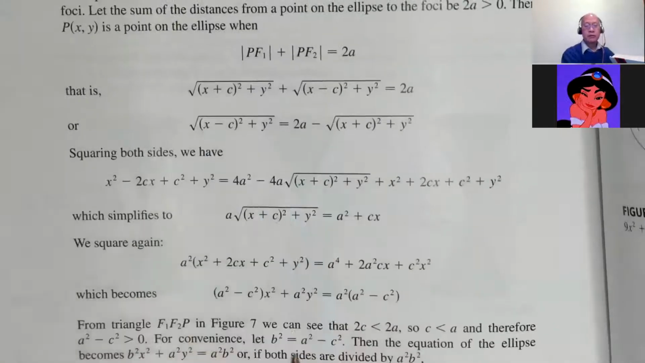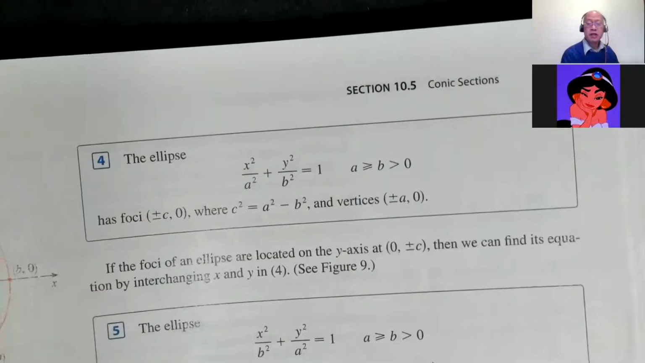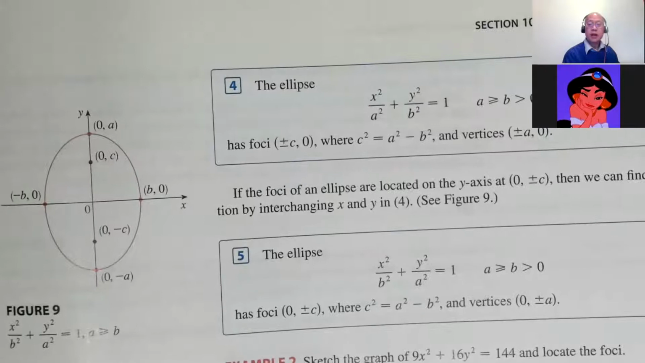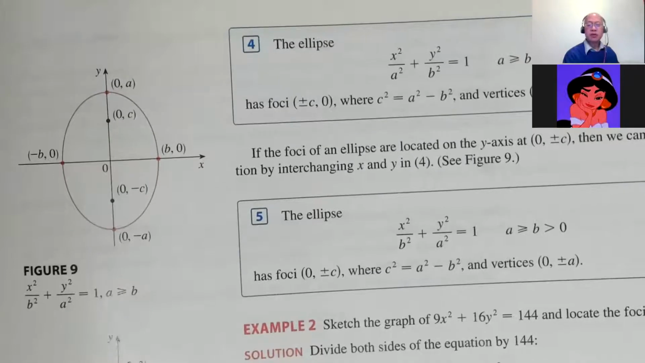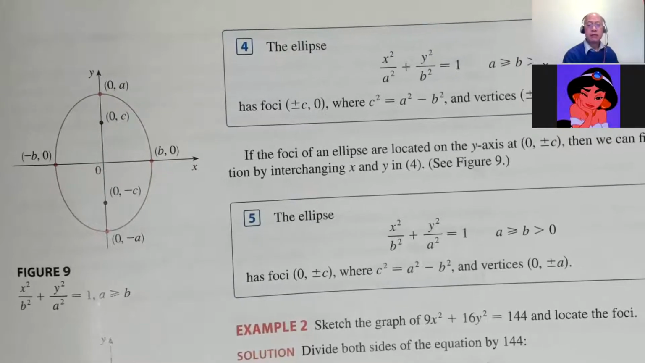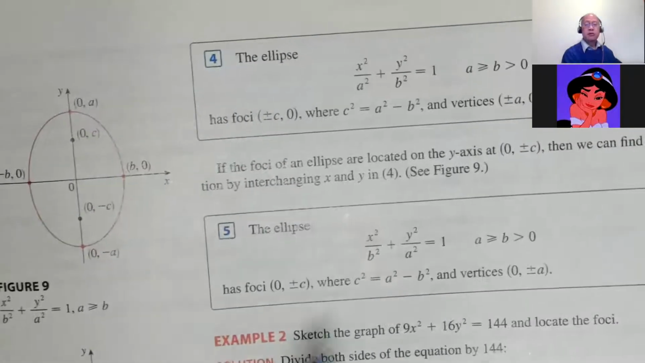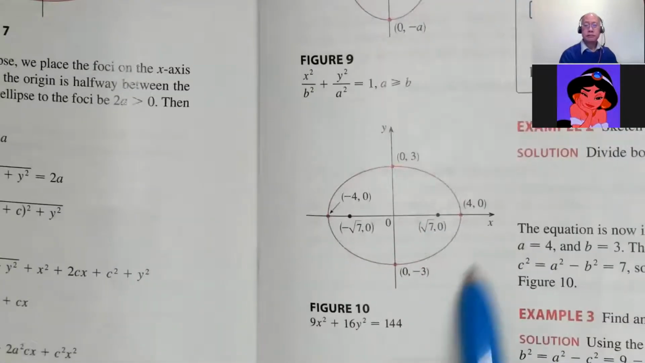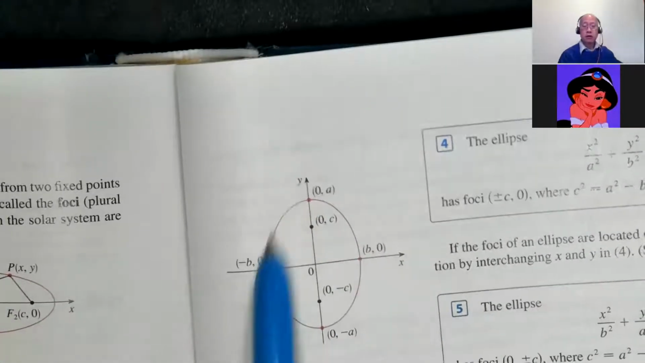They go over the derivation. You can look at it or not. I'm not going to go over it. I'll just tell you the result. So on page 677, the ellipse looks like x squared over a squared plus y squared over b squared equals 1, or x squared over b squared plus y squared over a squared equals 1. It just depends on which is the larger number. If the larger number is under the x, graph goes like this. If the larger number is under the y, graph goes like this.